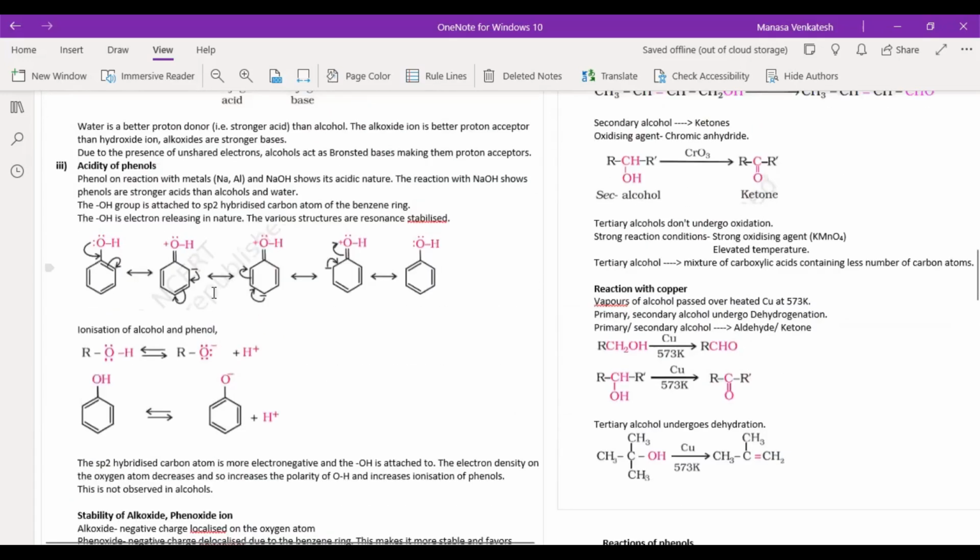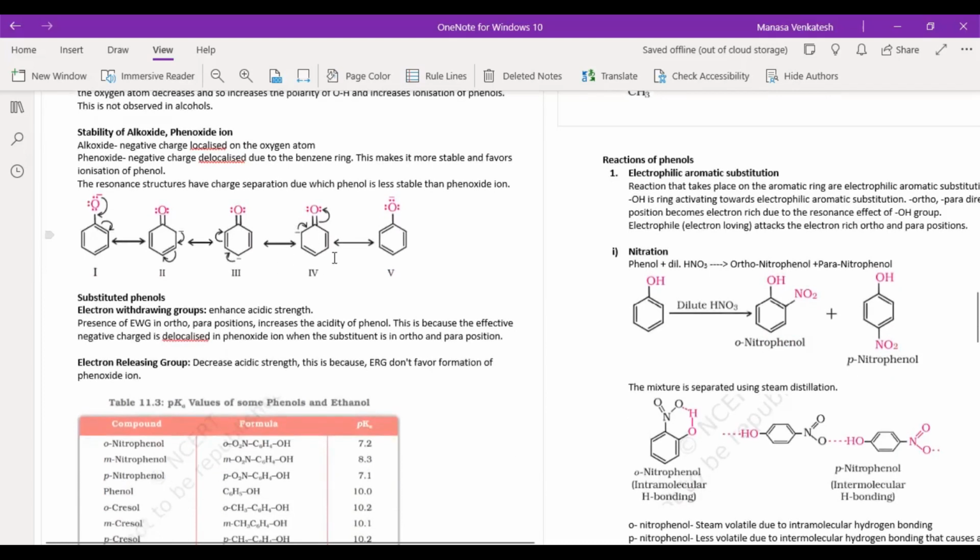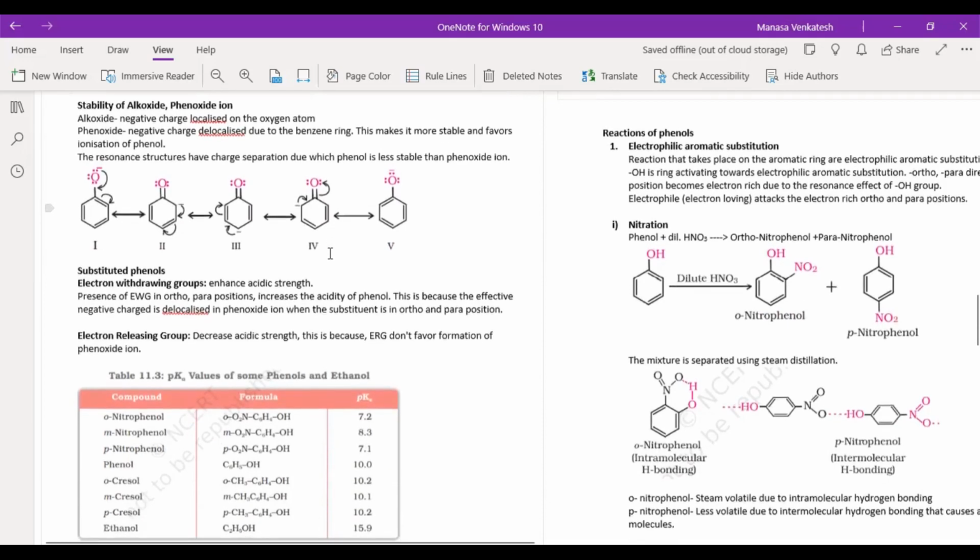Now, already at the ortho and para position you have a negative charge, which means they're electron rich in nature. So if you have an electron releasing group in these two positions, obviously the ability of the hydrogen atom to be removed from the phenol and the stability of the O minus in the phenoxide is going to be reduced. Because of that, when there is an electron releasing group, there is a decrease in acidic strength, and in the presence of an electron withdrawing group, there is an increase in acidic strength. And this is at ortho and para positions.